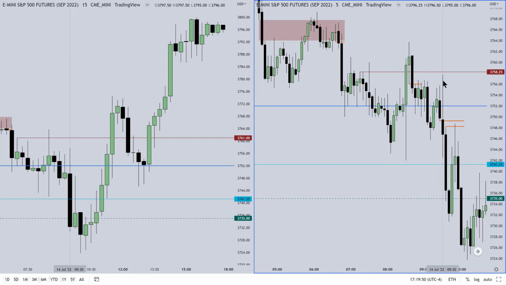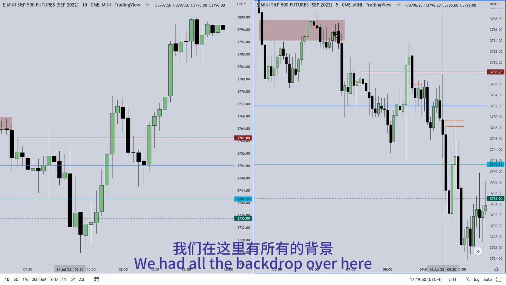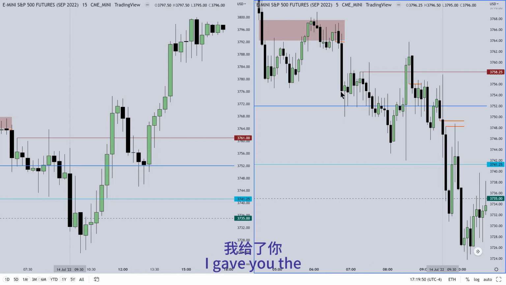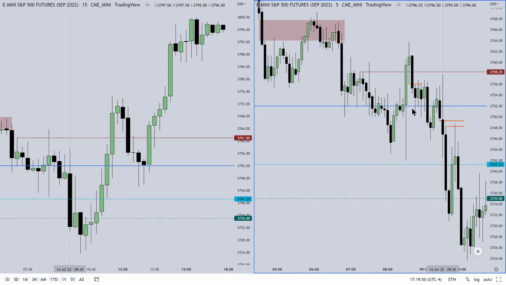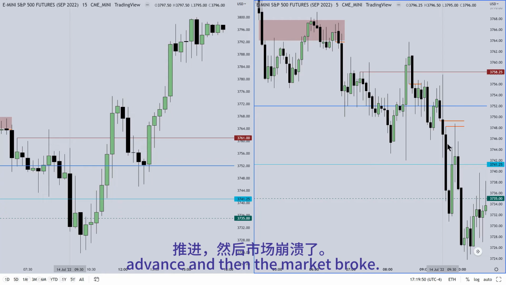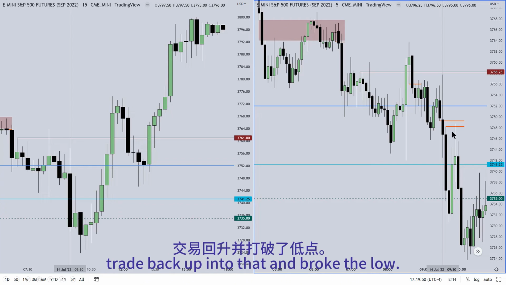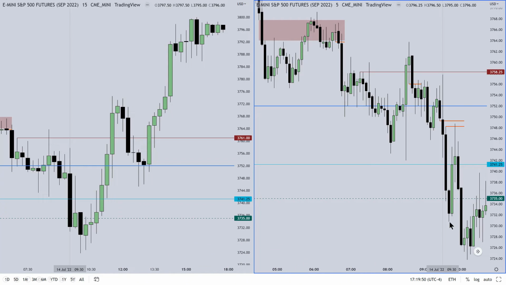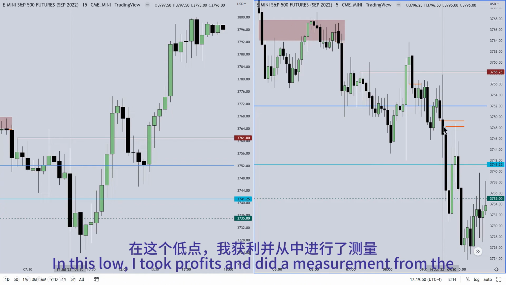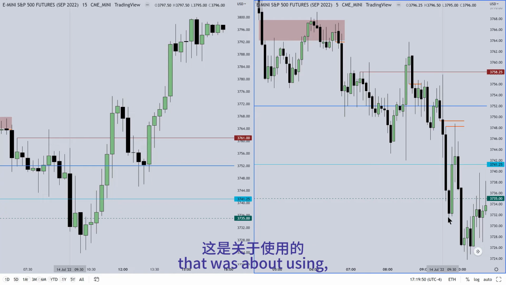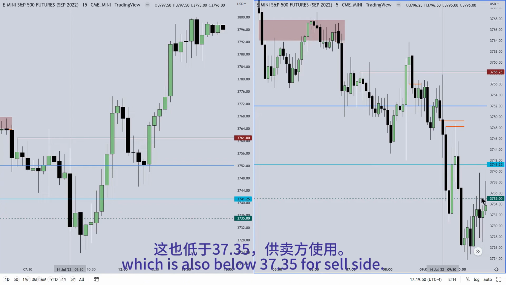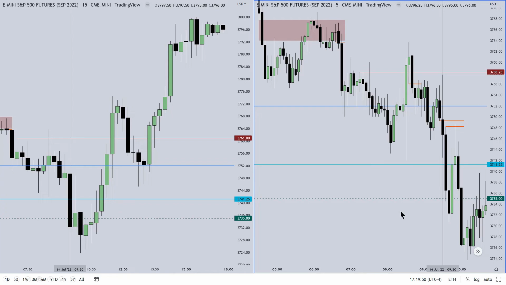Here's our Judas swing. So we had all the backdrop over here that it's likely to go lower. I gave you the 37.41 sell side liquidity in advance, and then the market broke at a fair value gap here, traded back up into that, and then broke the low. At this low, I took profits and did a measurement from the high to low in Fibonacci extension. That was what I was using, which is also below 37.35 for sell side.